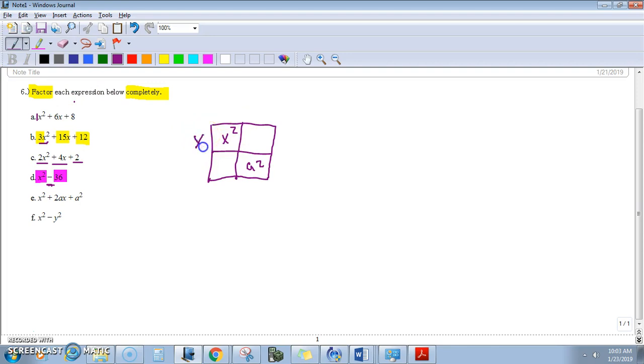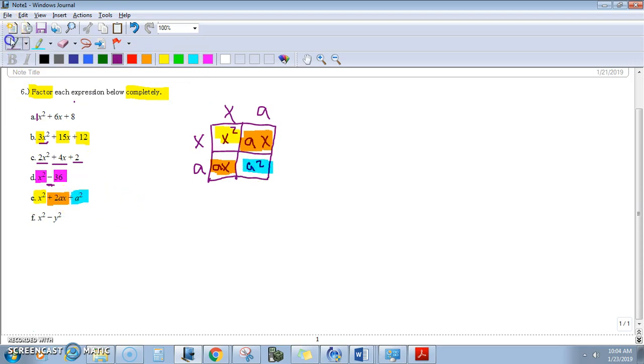X squared we can make with x, and a squared we can make with a, and let's just make sure that this works out correctly. X times x is x squared, x times a is, if we do it alphabetically, ax, x times a is ax, so all together we have 2ax, which is what we have here. So we have x squared here, 2ax there, and a squared here.